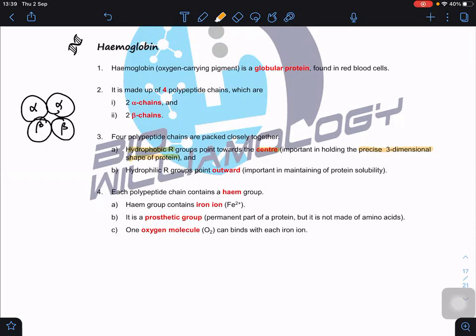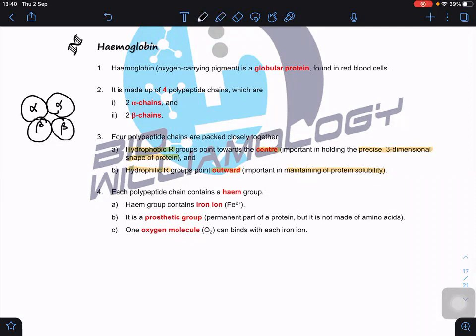How about hydrophilic R groups? Hydrophilic R groups usually point outwards so that they can interact with water molecules to maintain the protein's solubility. If the protein solubility decreases, what will happen? It tends to precipitate, so it becomes functionless. Try to imagine that every time we add sugar into a drink, until a moment when you add the sugar, it no longer dissolves, it precipitates. So when it precipitates out, it won't have the functions anymore, okay?